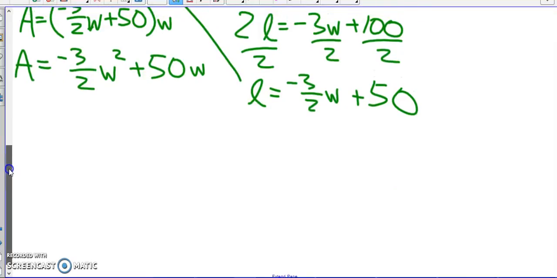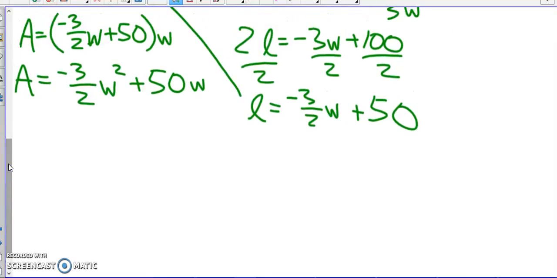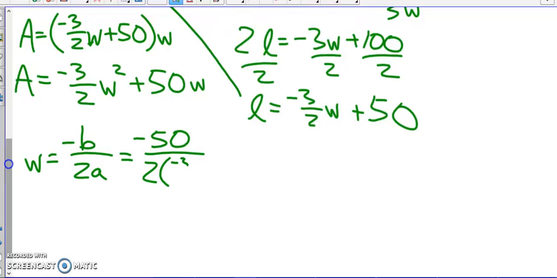So, we would need to find the vertex. Negative b over 2a. So this would be negative 50 over 2 times negative 3/2. Notice that 2 divided by 2 is 1. Negative divided by negative is positive. So the width is 50 over 3.